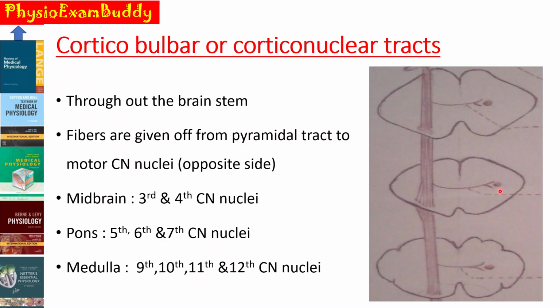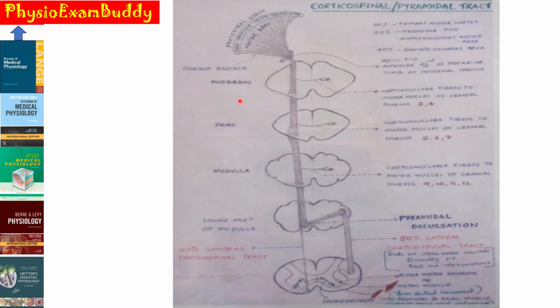Here the cranial nerve nuclei 5, 6, 7 is located. So from the pyramidal tract, fibers are going into the 5, 6 and 7 cranial nerve nuclei in the pons, and in the medulla the fibers are given off to the 9th, 10th, 11th as well as the 12th cranial nerve nuclei. So this is in short about the corticopyramidal tract. Everything has been given in this picture. So if you are going to draw this picture, you will score 100% marks.